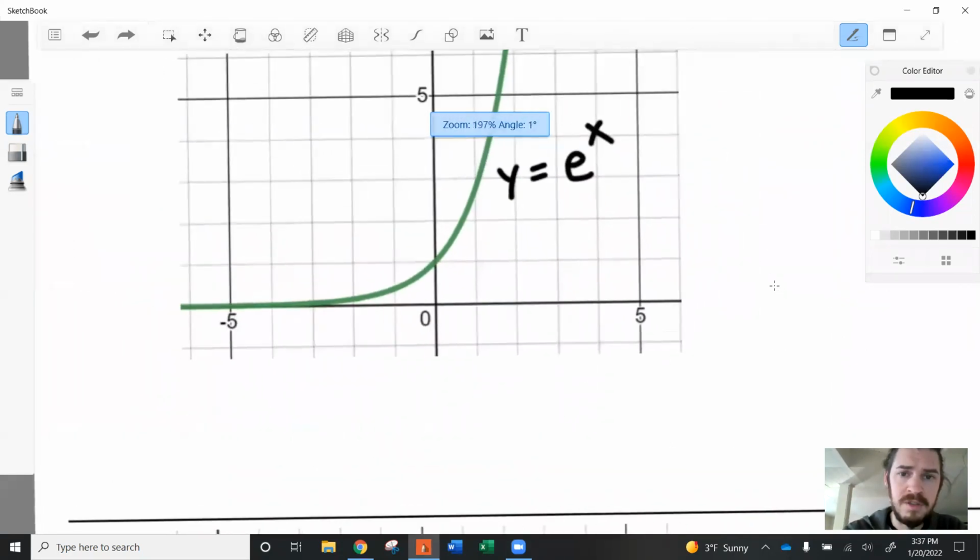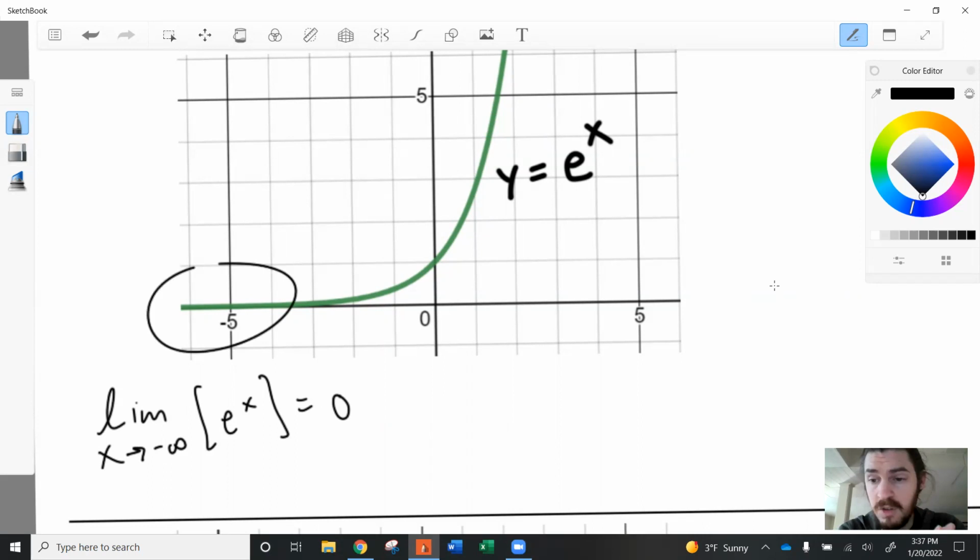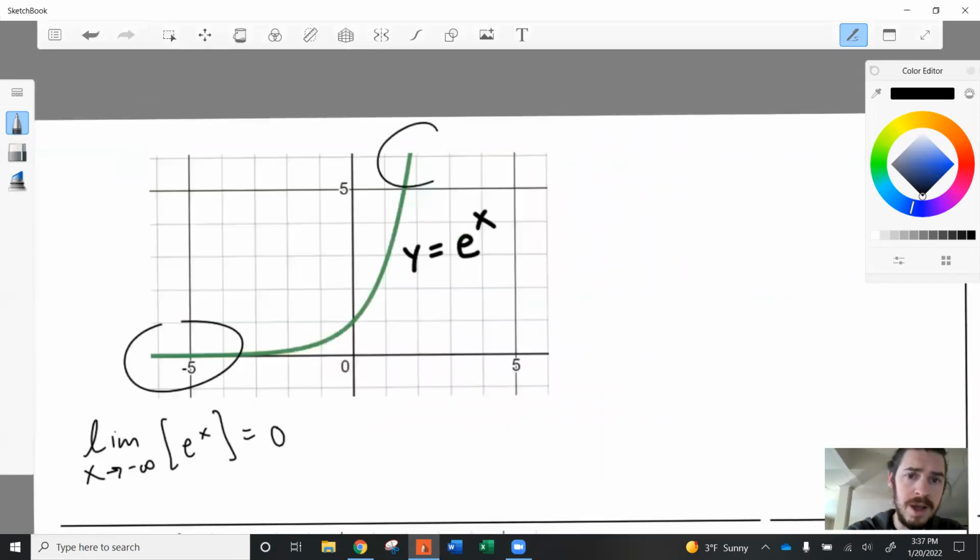The graph of e to the x. If you look at the limit as x approaches negative infinity of e to the x, we have that this is equal to 0. You can see that going on right over here on the left side. So this is a horizontal asymptote here at y equals 0. It's a horizontal asymptote that occurs only on one side. Now on the other side, what's going on over here? The limit as x approaches positive infinity of e to the x is positive infinity.